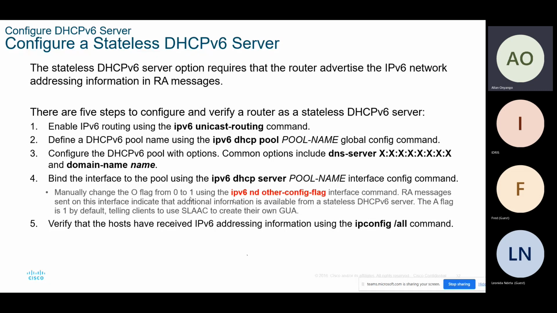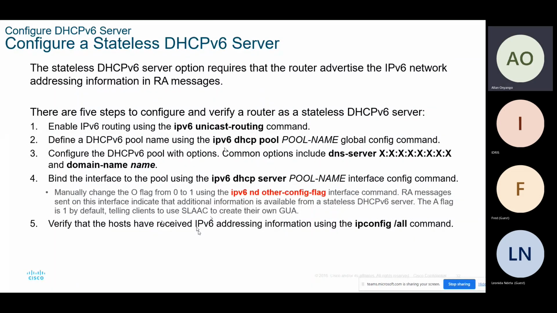And because this is stateless, this is the point where you need to say ipv6 nd other-config-flag. You're going to set the O flag to 1. And then from there, you can verify on your host devices, using ipconfig /all, whether they are receiving any IPv6 addresses. That is very, very important for us to know. So that's a stateless DHCPv6 server.